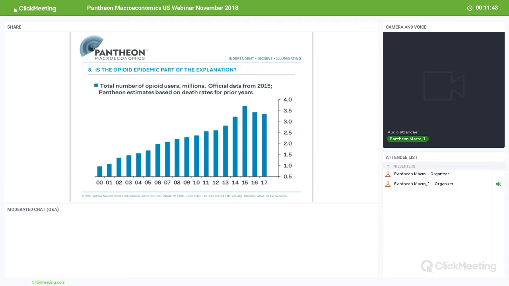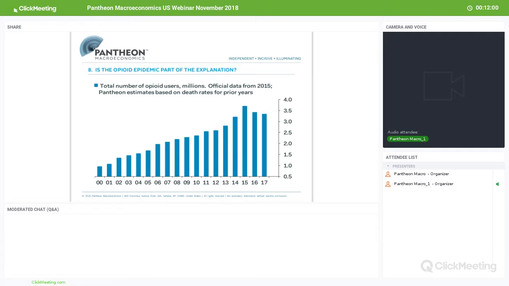We've seen estimates well above 4 million. The point, though, is that it's a heck of a lot higher than it was, say, 10 years ago, when it was about 2 million officially. Now it's 3.3. But again, it's probably way more than that. So the speed of this thing has come about very, very quickly.